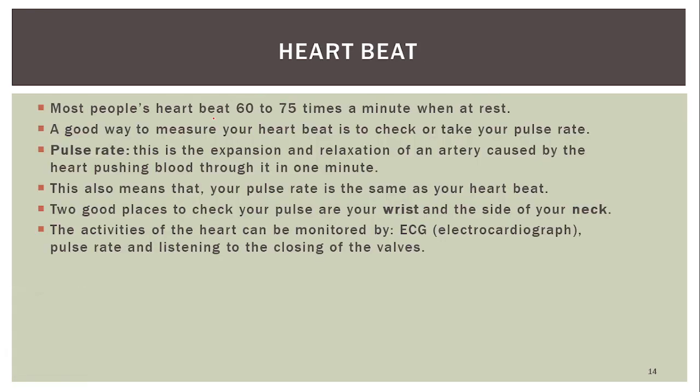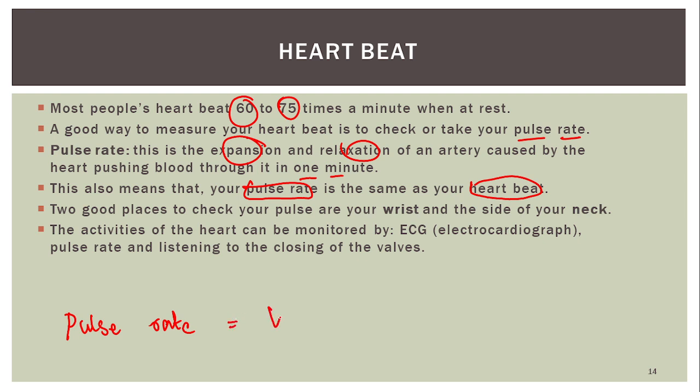Then we have the heartbeat. Most people's heartbeat is around 60 to 75 beats per minute. A good way to measure your heartbeat is to take your pulse rate. Pulse rate is the expansion and relaxation of an artery caused by the heart pushing blood through in 1 minute. This means that your pulse rate is the same as your heartbeat. Very important. Two good places to check your pulse are your wrist and the side of your neck. You may try that right now.